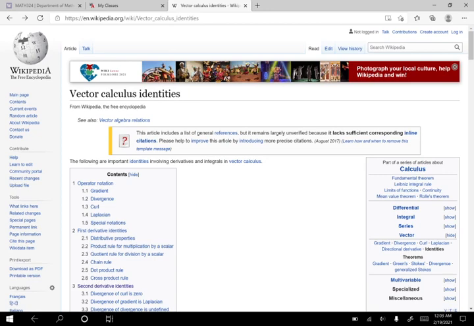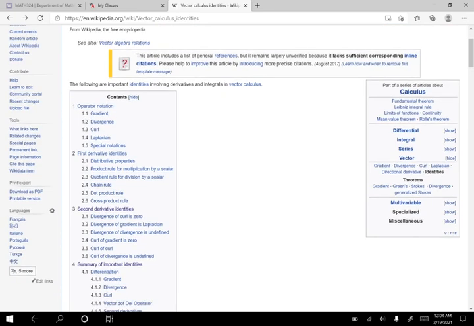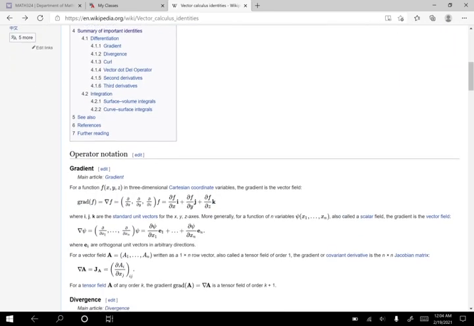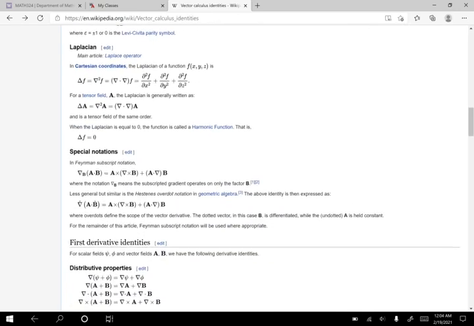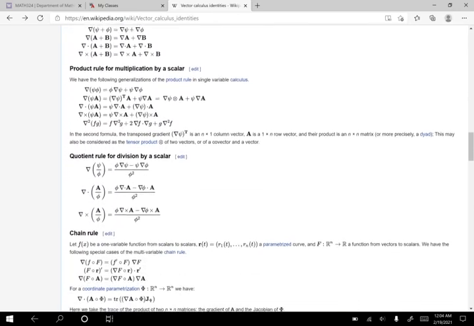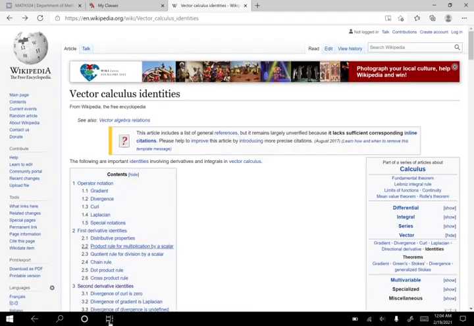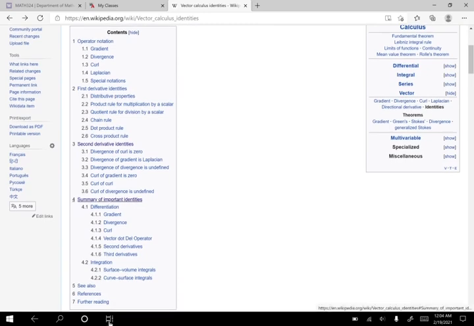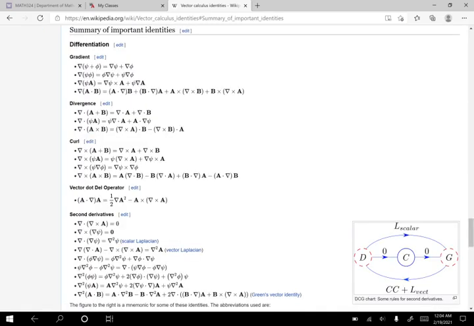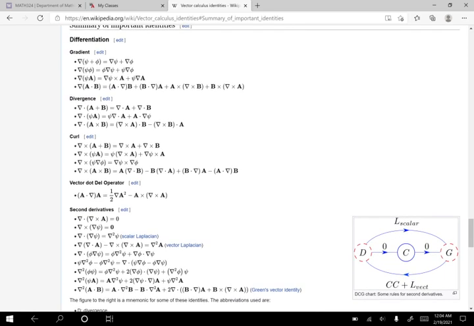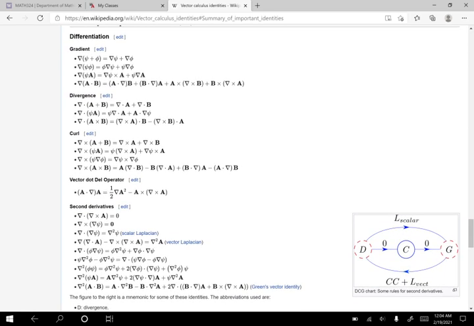And if you just Google or search in your favorite search engine, just vector calculus identities, you get this very nice Wikipedia page, which has been here for 5 years at least, and it is quite comprehensive. It has basically everything you need if you're working in 2 and 3 dimensions. And I'm most interested in the section which is summary of important identities, which I'm going to click, because now I just list everything in one compact space.